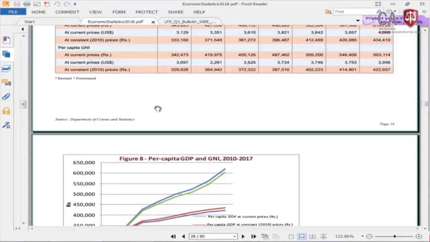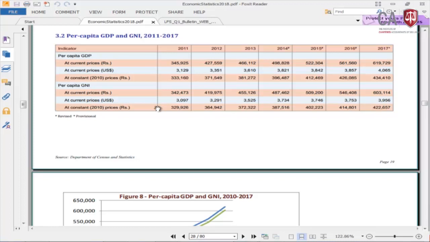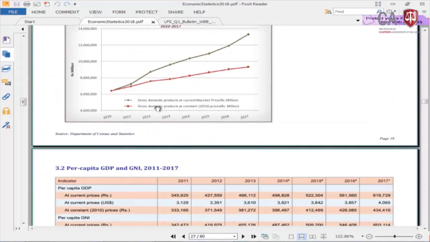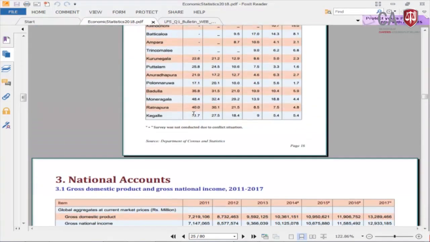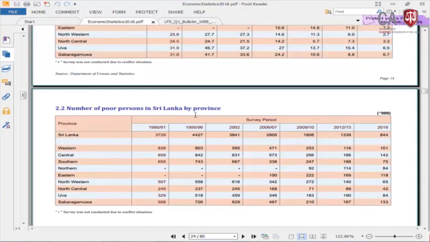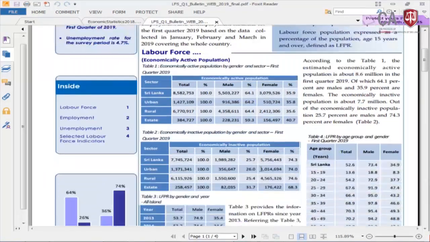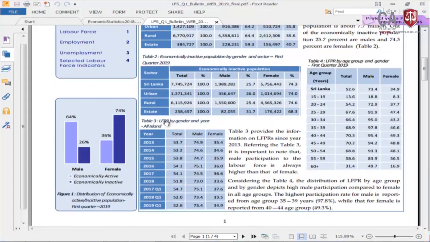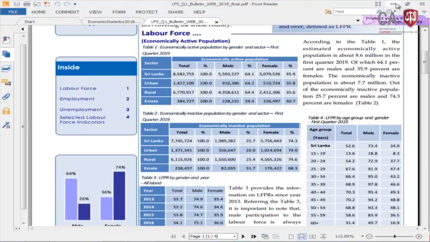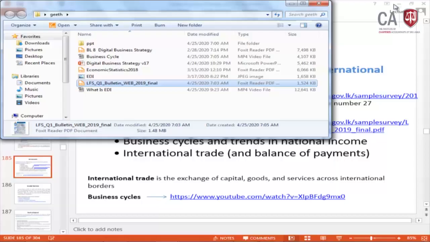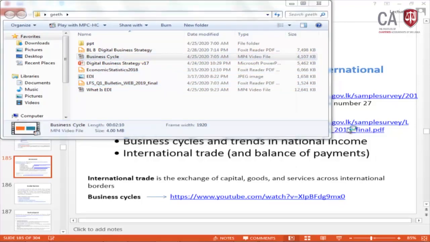What I am saying is that you can refer to the statistical report, get some idea about the statistics, and understand how they affect the organization. Here you can also see age group wise details and unemployment. Now let's see what the business cycle is.